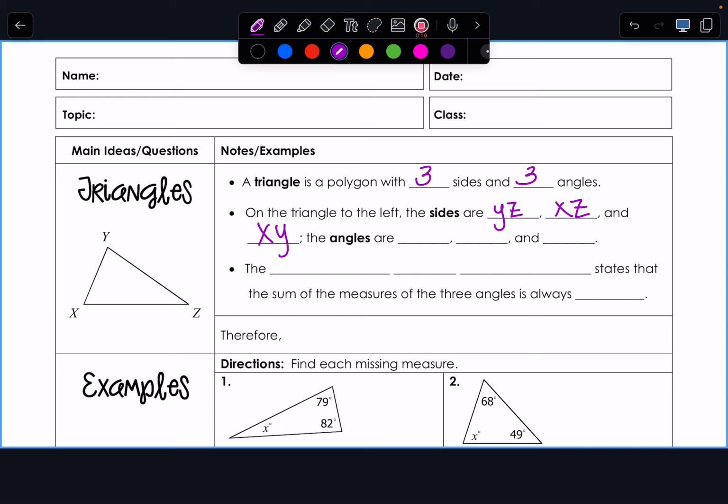So there's 3 sides, and we're not going to have to do a whole lot with naming the sides, but I just want you to understand that if I'm talking about a side, I might have to say 2 letters. Now, we have 3 angles, and you've seen this notation before. When I write angle, I make a little angle sign. So angle X, angle Y, and angle Z. That's not an L, that's an angle sign.